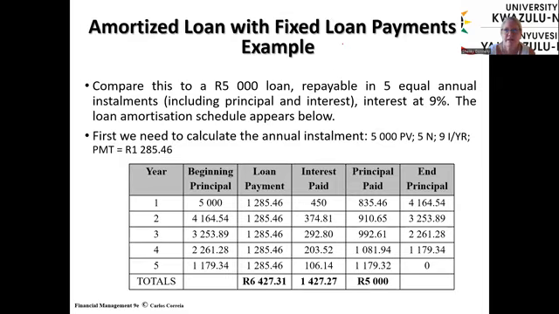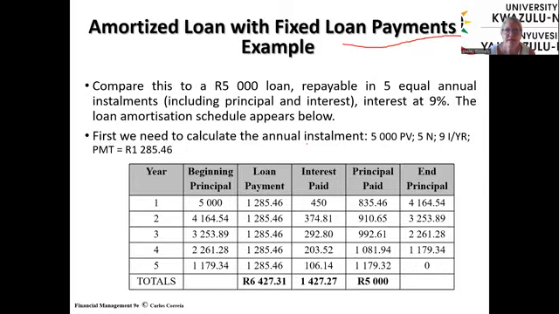The other way is when you pay back the loan in equal annual installments, total payments which include principal and interest. So same amount of the loan, repayable in the same time period, but by virtue of 5 equal annual installments that include both principal and interest, not just principal like the example before, and your interest will be at 9%. The loan amortization schedule will look like this. But first, we've got to calculate that equal annual installment.